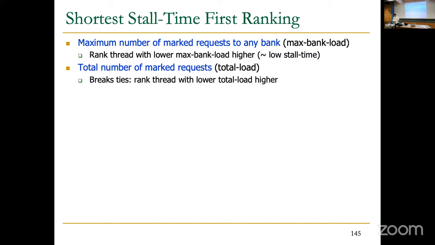And we'll pictorially describe that very soon. This is called max bank load. You want to rank threads with lower max bank load higher, because a lower max bank load indicates that the thread is not so memory intensive, so we shouldn't delay those requests. And then we also count the number of total marked requests, and this is called total load. We use this to break ties in case there are threads that are ranked the same when we use only the max bank load metric.